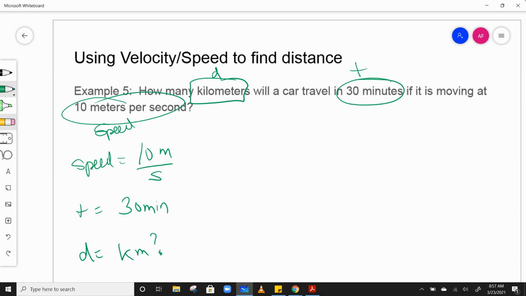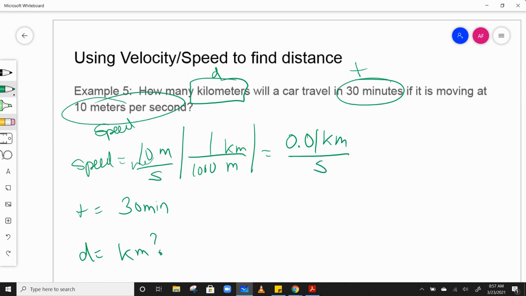So first of all, we have to convert this 10 meters per second into kilometers per second. So we want to get rid of meters, and we want to get kilometers. So 1 kilometer is 1,000 meters. So we'll move the decimal over 1, 2, 3. So 0.01 kilometers per second. And then we have to convert 30 minutes to seconds. So we have a common unit here. There are 60 seconds in 1 minute. Those cancel. So we get 1,800 seconds.